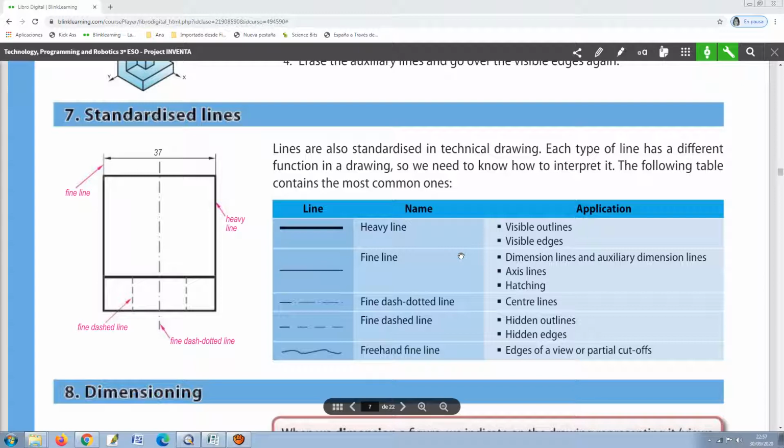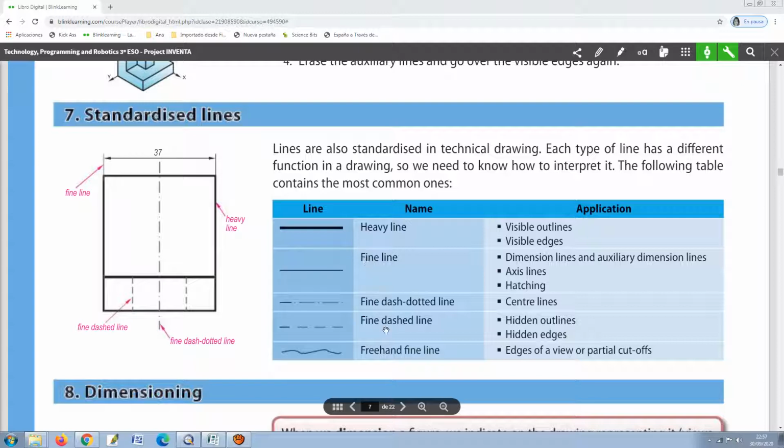So just a quick review about the type of lines we use in technical drawing. The most relevant ones are, as you can see here, heavy lines, which are the ones we use to draw the shapes. And then we have fine lines, which are the ones we use for axes, for example, or for dimension lines. This is so as not to confuse the dimensions with the real shape.